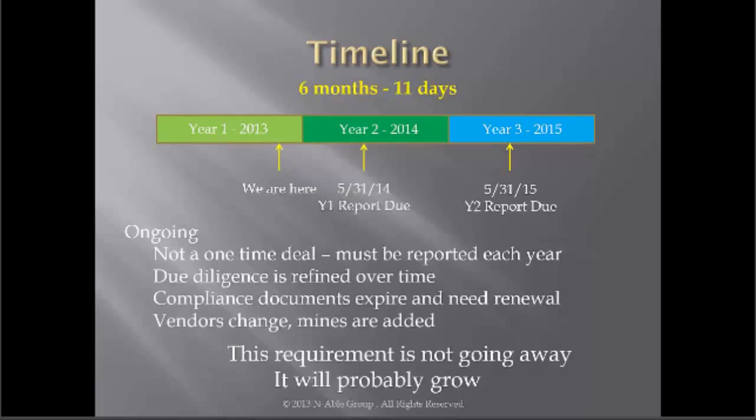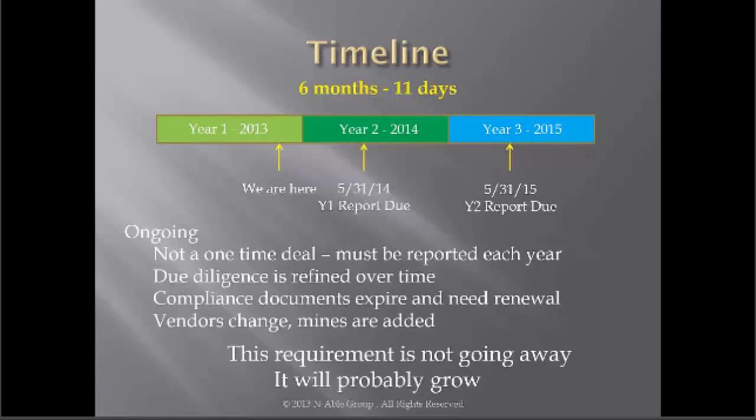The expectation is that if you don't get it perfect this time, you will refine your due diligence over time and you'll get better at it and have a higher level of coverage. Some of the things that make it not as simple as it might seem is compliance documents are good for a year, and so they expire and need renewal. And then there's always changes in the supply chain. Vendors change, mines are added, etc. So it's not a one-shot deal, it's ongoing. This requirement's not going away. As a matter of fact, it will probably grow.